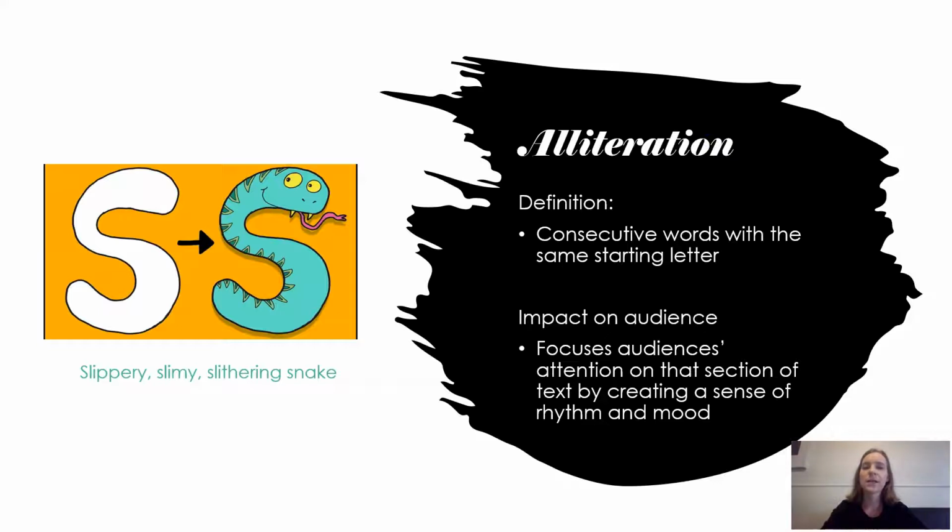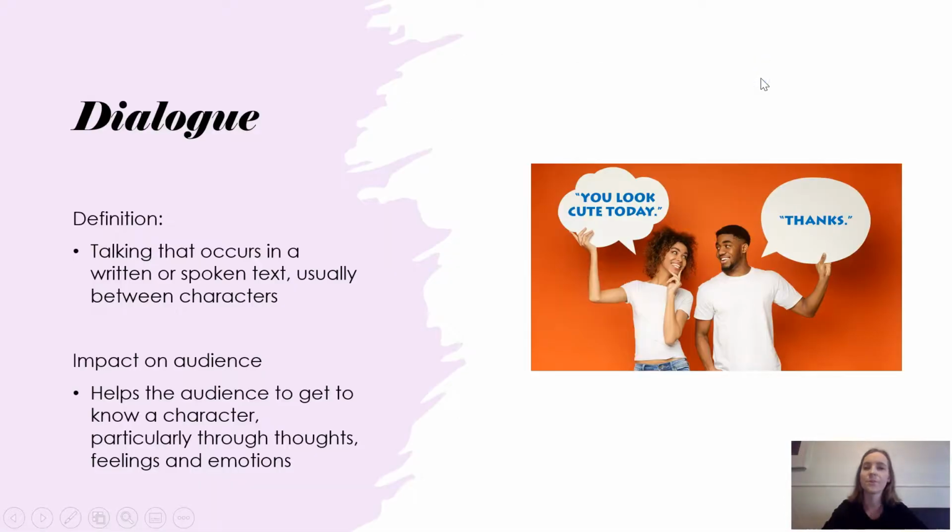Alliteration is consecutive words that start with the same letter. Our example on the left here is slippery, slimy, slithering snake. Okay, and if you have a look at the letter S, the shape of it also reminds people of a snake. The impact on the audience: it focuses the audience's attention on the section of text by creating a sense of rhythm and mood. So when you read it, slippery, slimy, slithering snake, it creates that sense of rhythm when you are reading, capturing their attention.